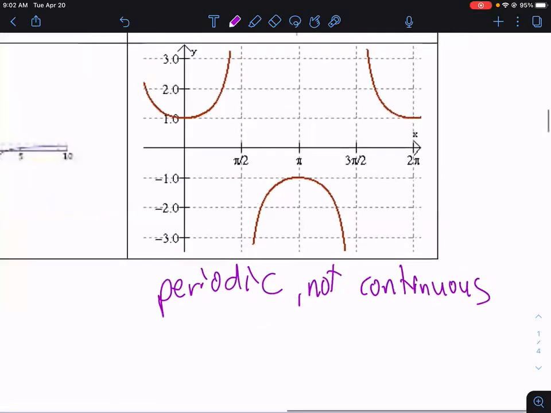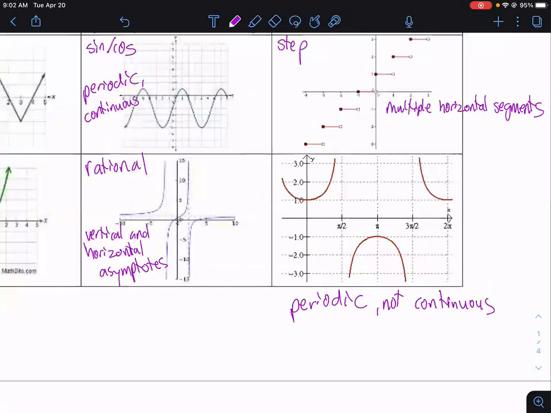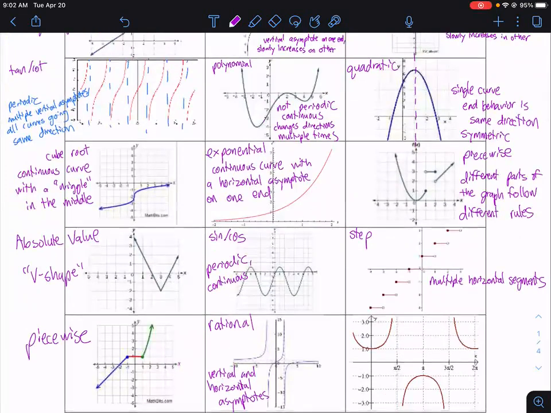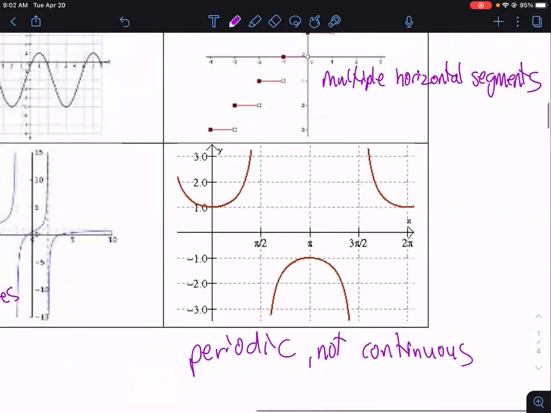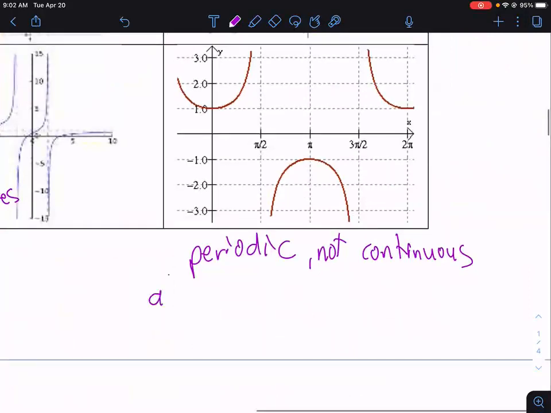And then I would also say, well, how do we tell this apart from tangent, cotangent? Right, with tangent and cotangent, the curves are all doing the same thing. While here, half the curves are opening up and half the curves are opening down. Okay, so I'll say they alternate, they go back and forth.